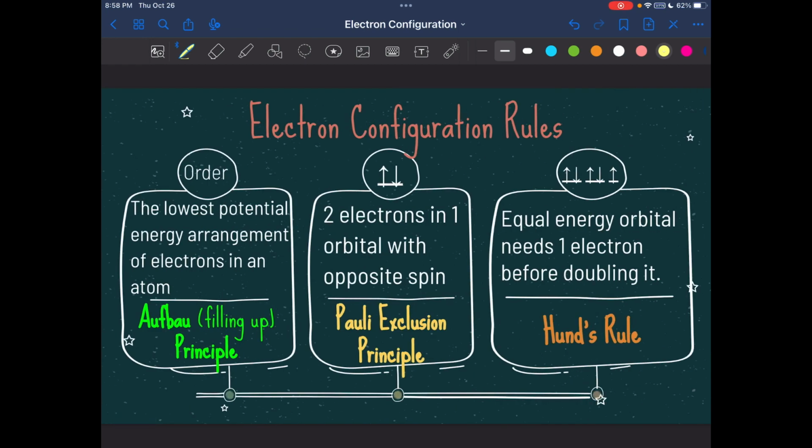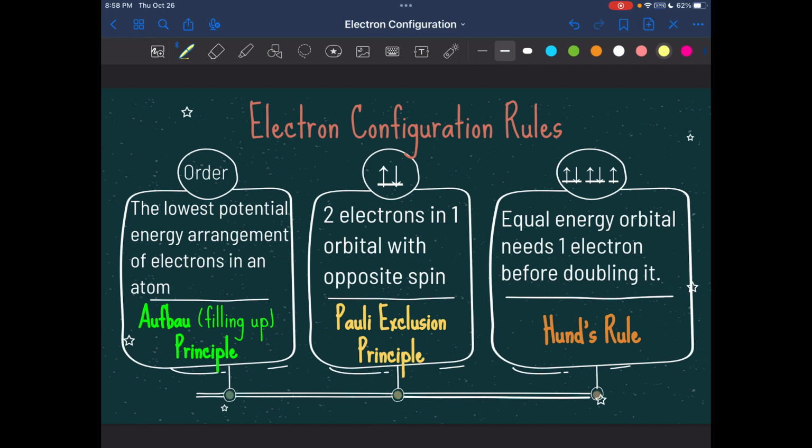Now, in an electron configuration, there are 3 different rules that you must understand. Number 1 is called the Aufbau principle, or sometimes we call it the filling up principle. What it says is that it's the lowest potential energy arrangement of electrons in an atom.